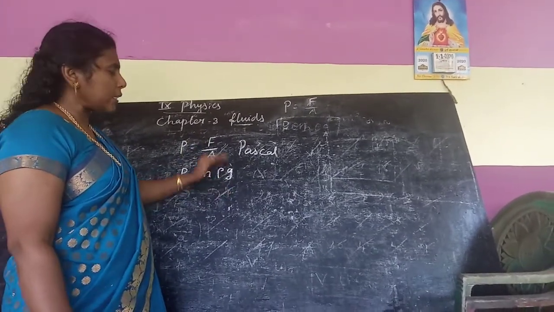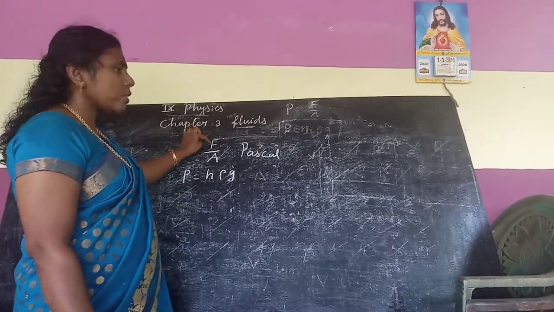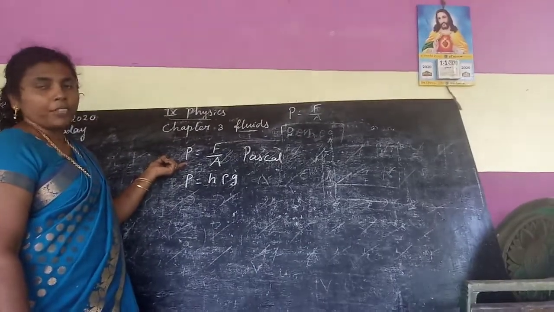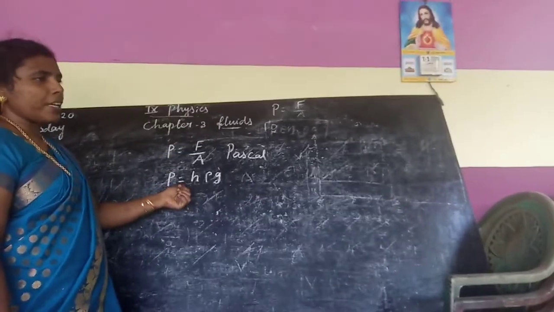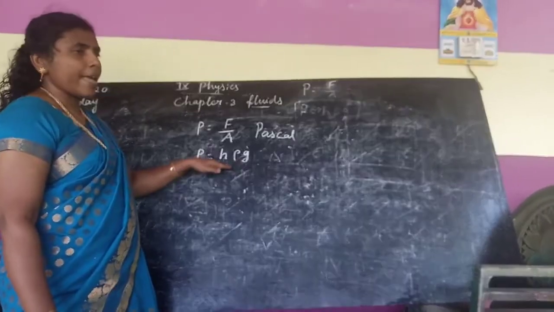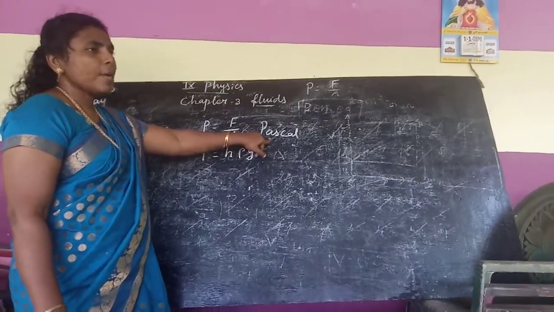Last class we learned all of this, how to do the problem. Suppose the force and area are given, then you have to use the formula P equal to F divided by A. Suppose the density of a liquid and height of a liquid are given, then you have to use the formula P equal to H rho G. Now the unit of pressure is Pascal.